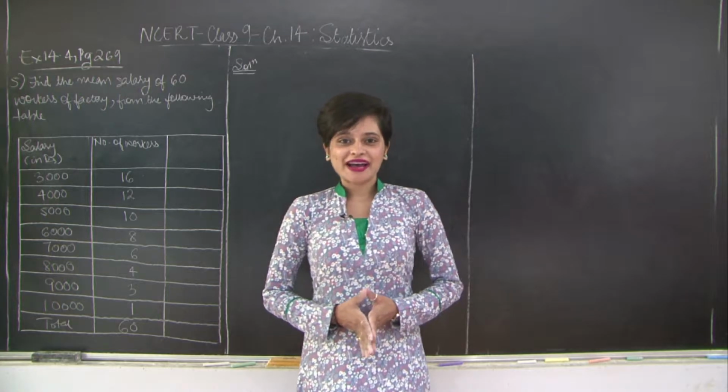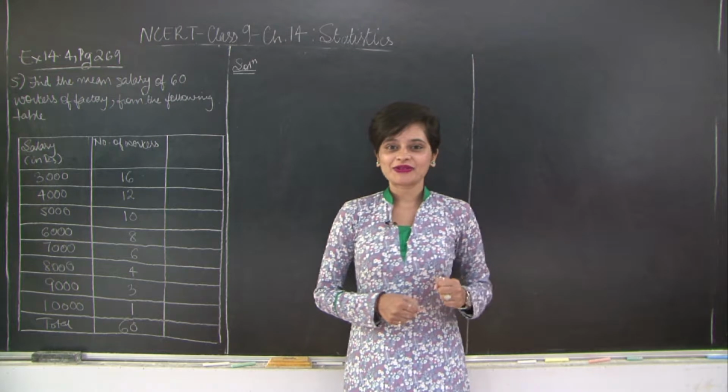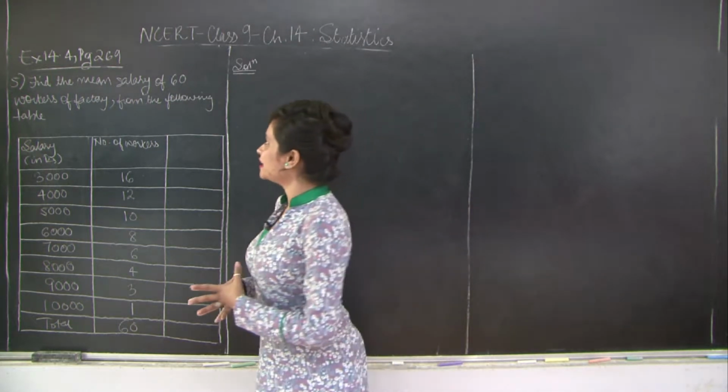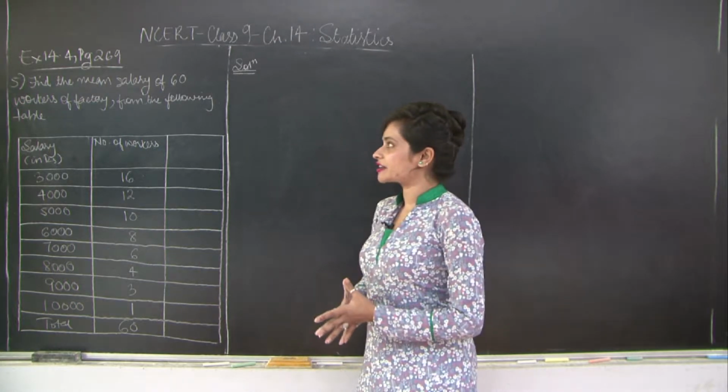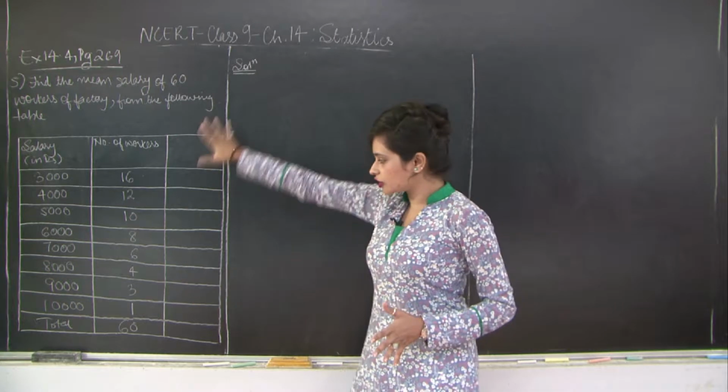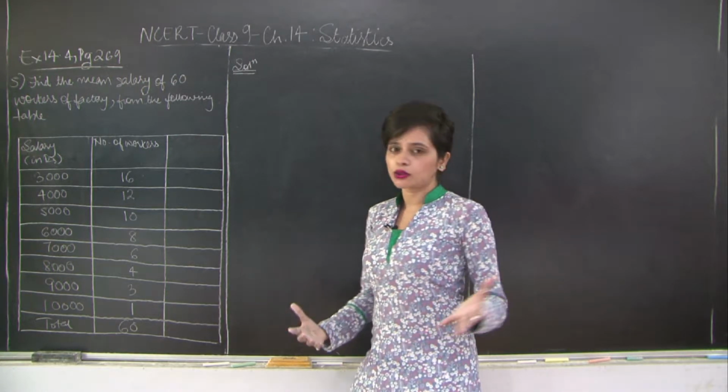Hello students, welcome back. Let us take a look at question number 5 of exercise 14.4, chapter 14, statistics. Find the mean salary of 60 workers of a factory from the following table. So this is the table. The third column is not given. I have added it and you will know why.